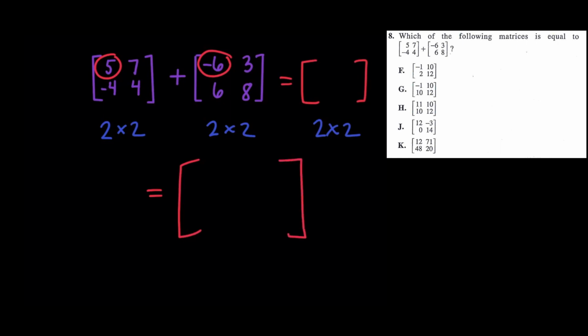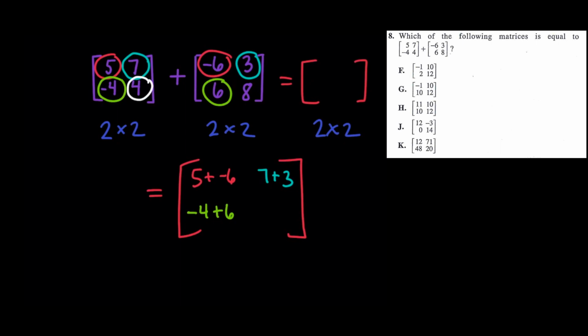So our row 1, column 1 is going to be 5 plus -6. Okay. And then let me just do different colors here. So row 1, column 2 is going to be 7 plus 3. Moving on to row 2, column 1 is going to be -4 plus 6. And I'll go to white. Row 2, column 2 in each of these is going to be 4 plus 8.